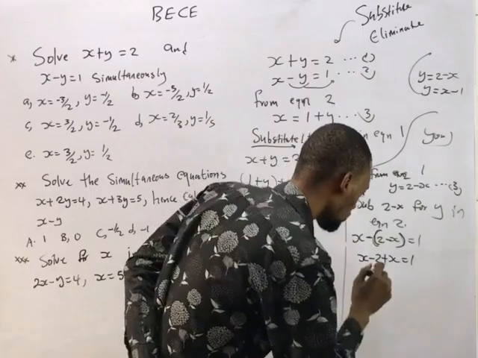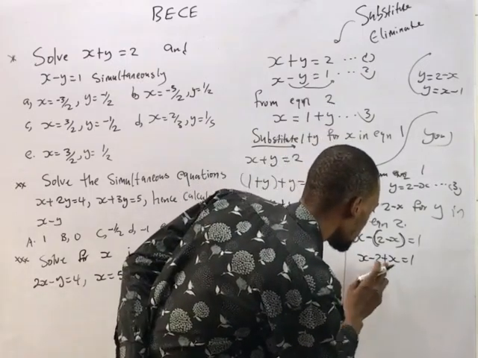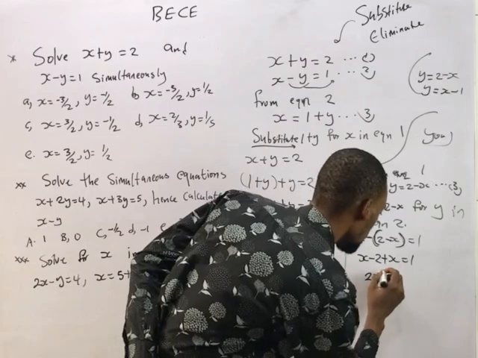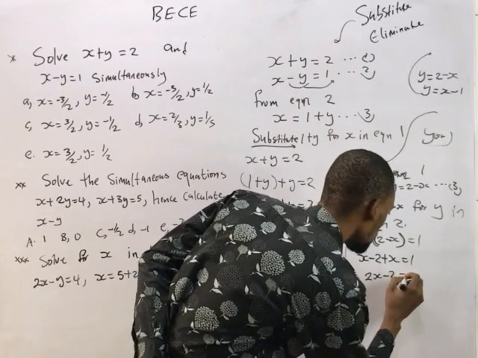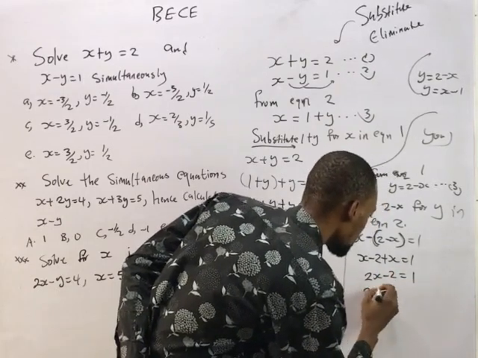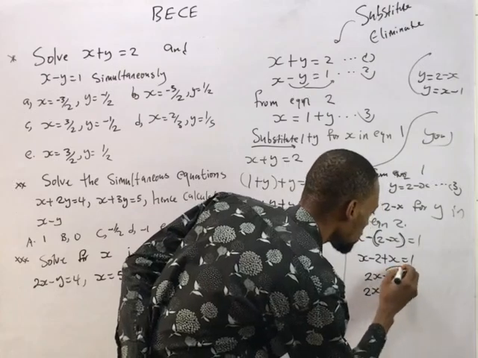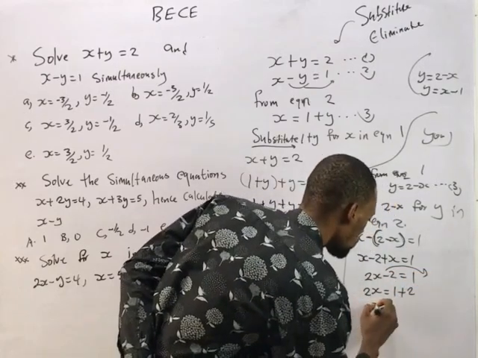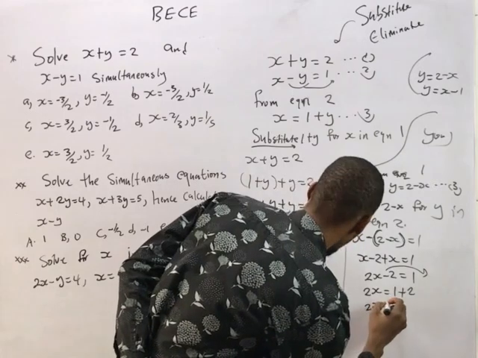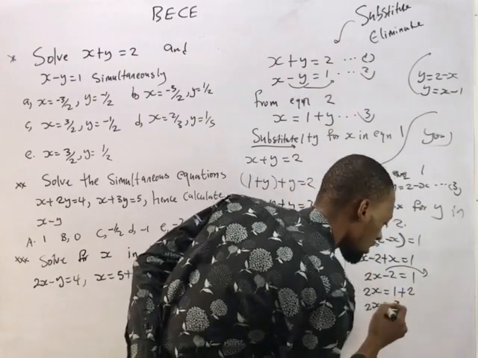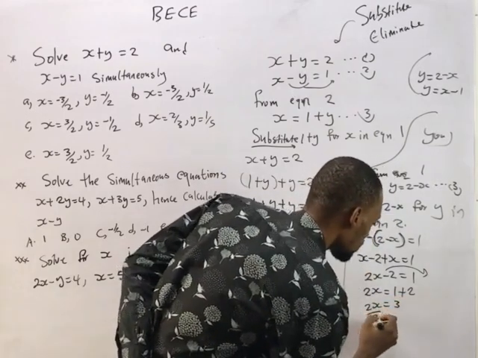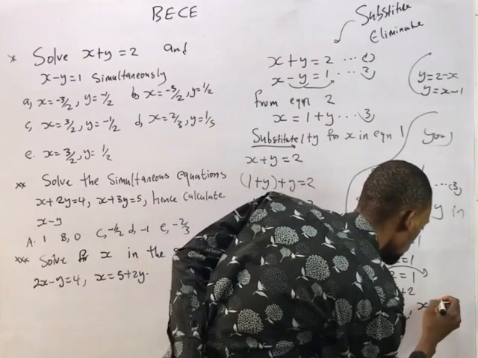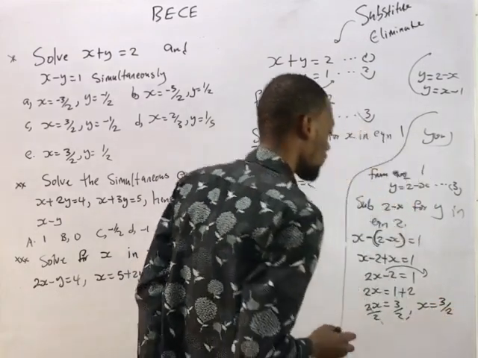Then you continue. So we have s here, we have s here, s plus s. We have 2s minus 2 is equals 1. 2s is equals 1. Taking minus 2 this way, it becomes plus 2. So 2s is equals 3. Dividing both sides by 2, s is equals 3 over 2.